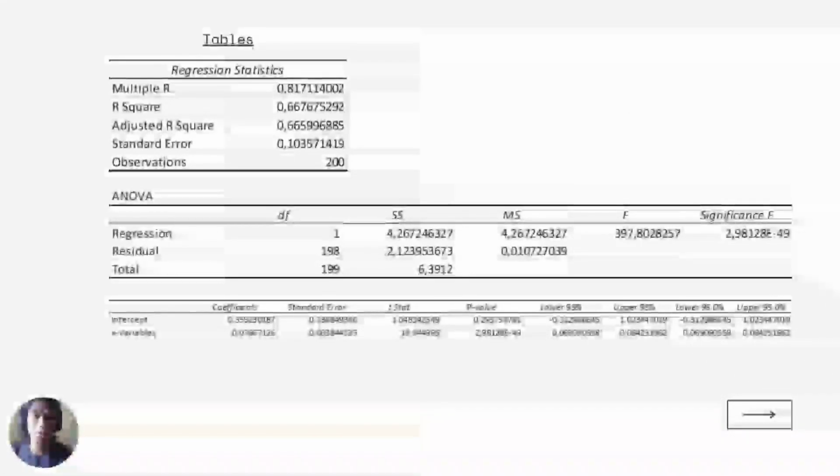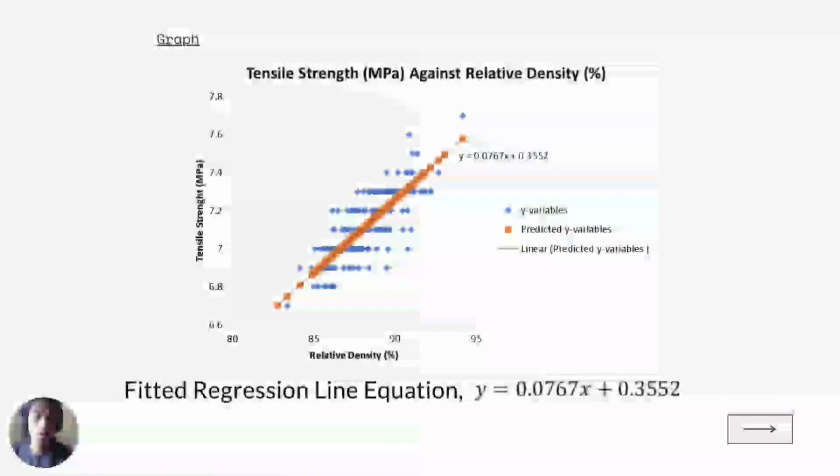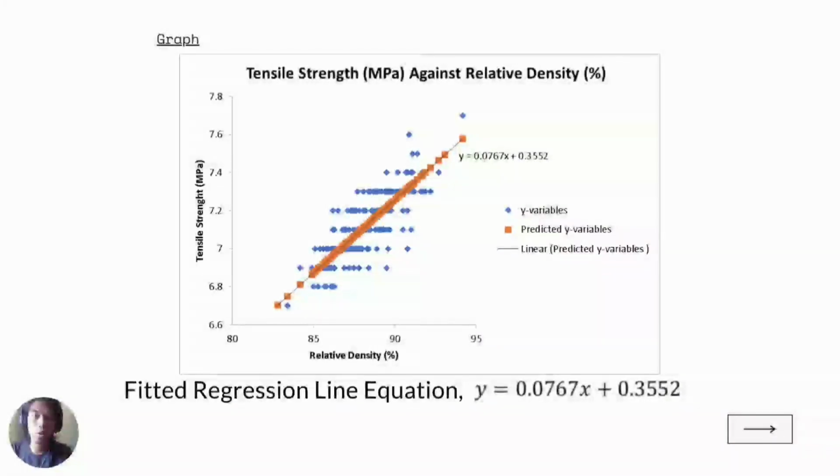Here are the tables that were produced by the linear regression method. And then this one is the graph. The orange dots indicate the predicted y variables. By drawing a straight line from bottom to upper part, we get the fitted regression line equation, which is y equals 0.0767x plus 0.53552, and this equation will be used to find our answer later.